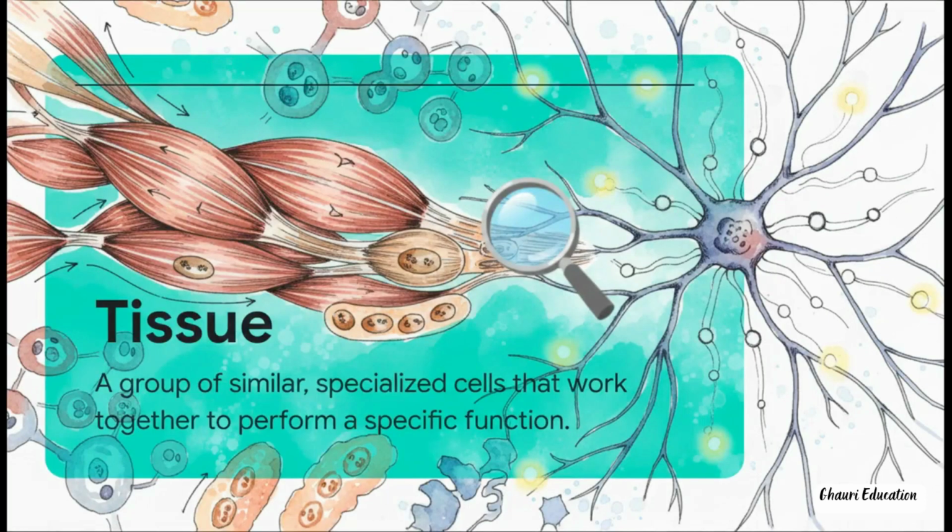So what exactly is a tissue? Well, think of it as a team of super specialized cells that all have the exact same job. In your muscle tissue, for example, every single cell is dedicated to one thing, contracting so you can move. In nervous tissue, they're all focused on zapping signals around. It's all about the power of teamwork.